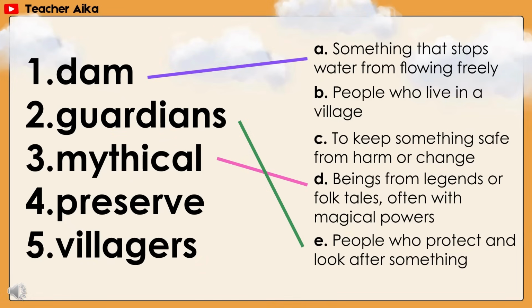Number 4, preserve. Answer C. To keep something safe from harm or change. Number 5, villagers. Answer B. People who live in a village.